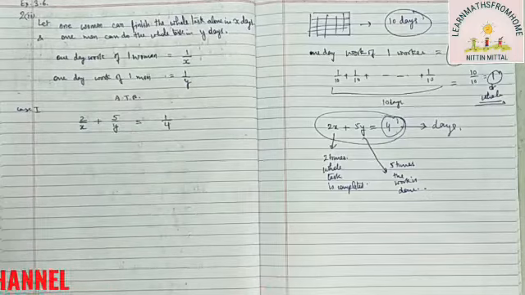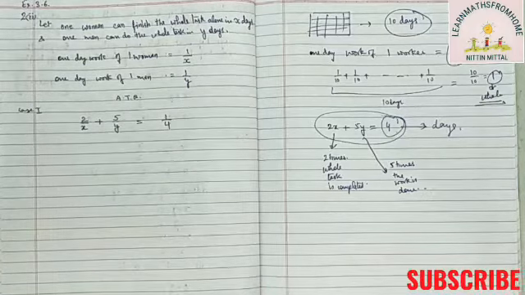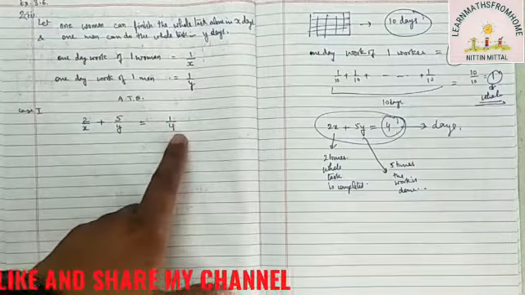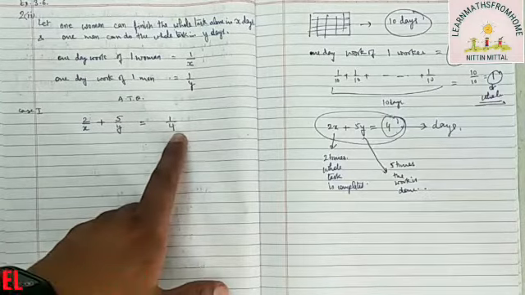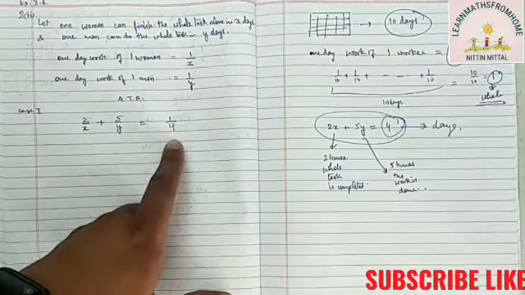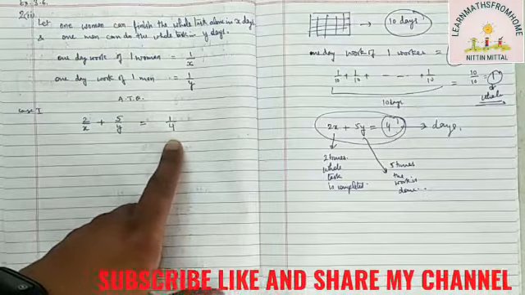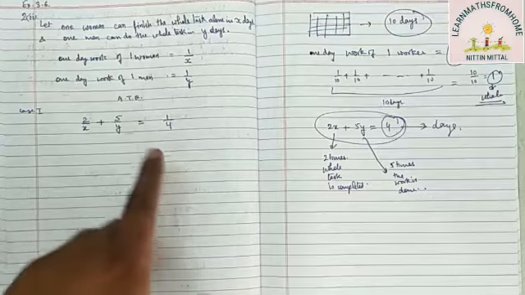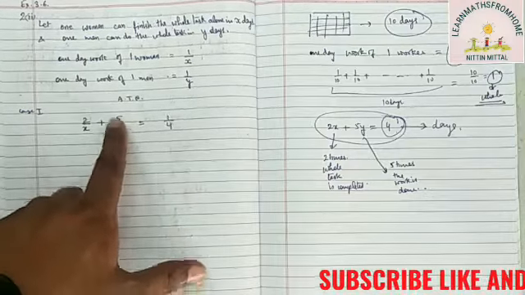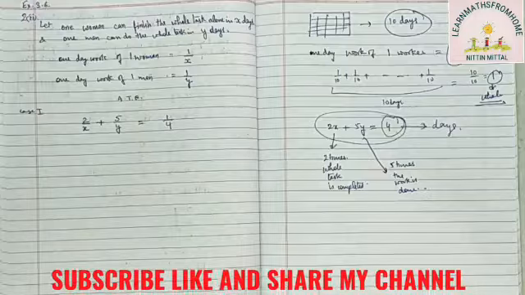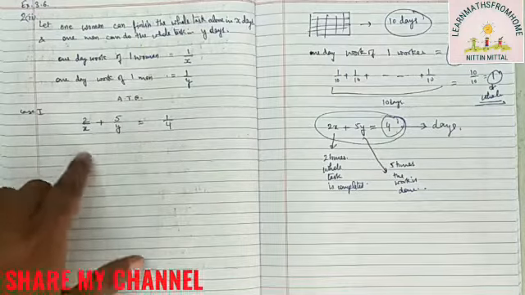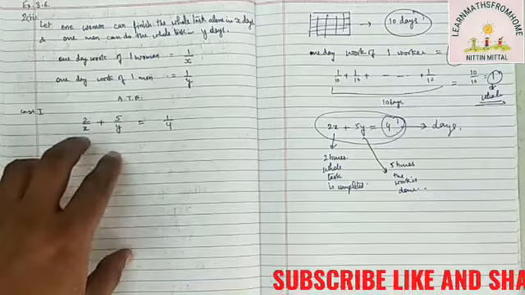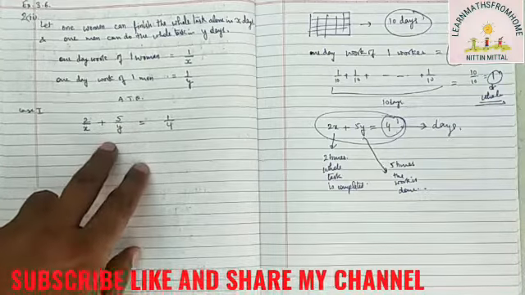What is 1 by 4? 1 by 4 is also work done. Work done by 2 women and 5 men in 1 day, right? Total work they can finish in 4 days. So 1 by 4 represents the amount of work finished by a group of 2 women and 5 men in 1 day, right? And the left hand side also shows the same thing: the work finished by 2 women and 5 men together in one day.